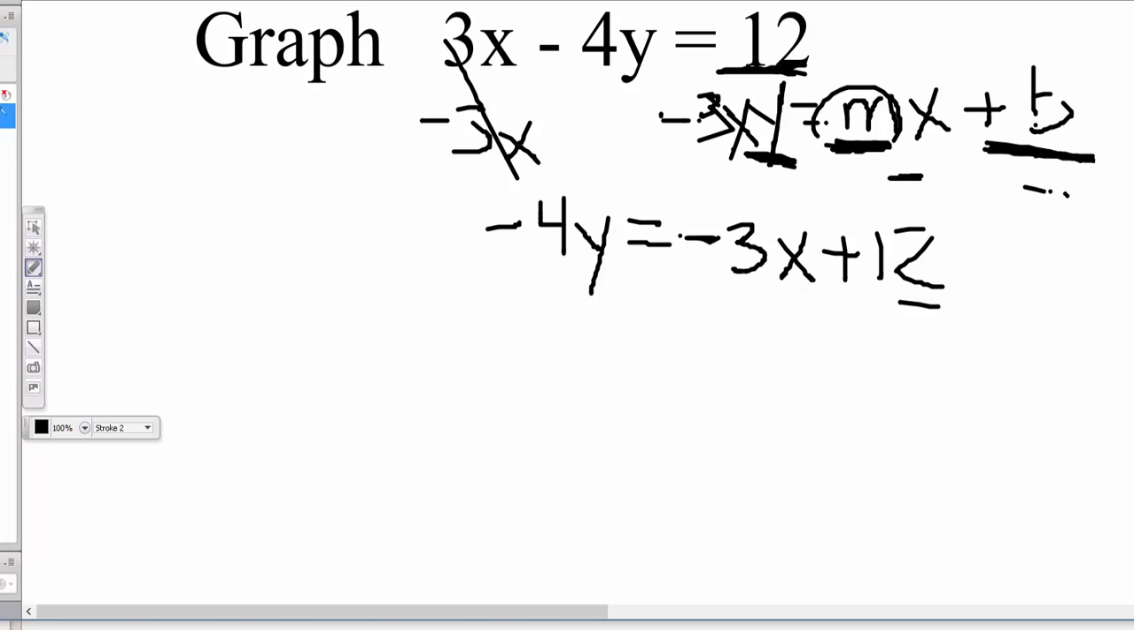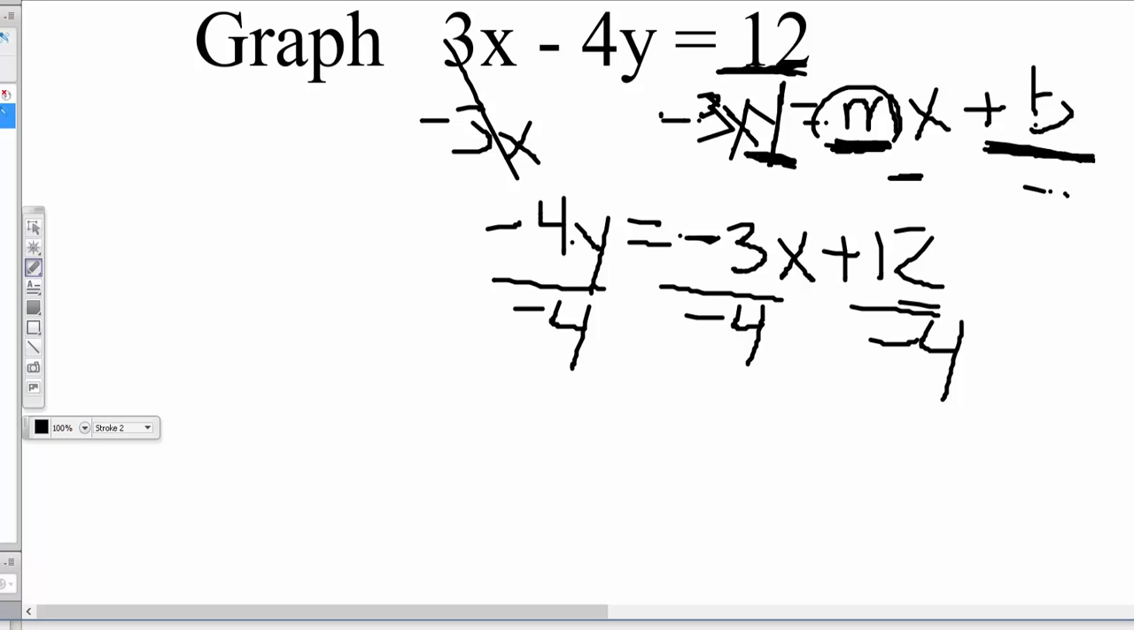The only other thing left to do in order to get this in the proper format is to divide out the coefficient. Notice that it is negative 4 times y, so the opposite would be to divide, which means I need to divide everything by negative 4. And let's go ahead and simplify this.